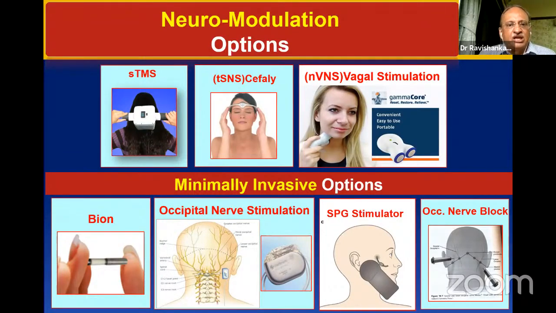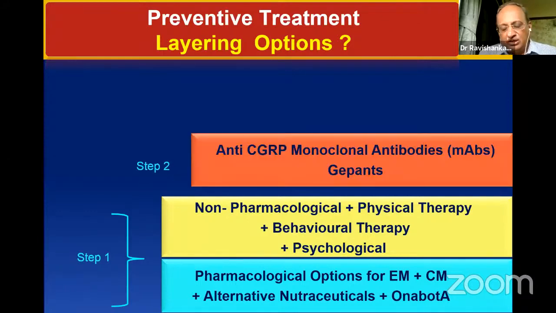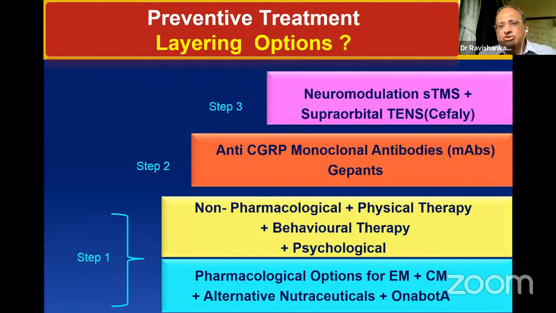sphenopalatine ganglion stimulation. So if I was to conclude by telling you how I would go in for preventive treatment of migraine, I would start with the pharmacological options. I would add nutraceuticals, and if it is chronic migraine, we would give a trial of 3 doses of Botox. If it still doesn't work, then along with this you would go in for non-pharmacological measures too. If it doesn't work, then we would look at the monoclonal antibodies, the anti-CGRP drugs, and gepants only for acute treatment. And if gepants come in for prophylactic treatment, then atogepant and rimegepant are being tried for preventive treatment. Then finally, neuromodulation, and lastly, the invasive surgical options.